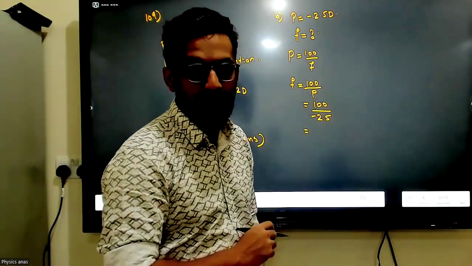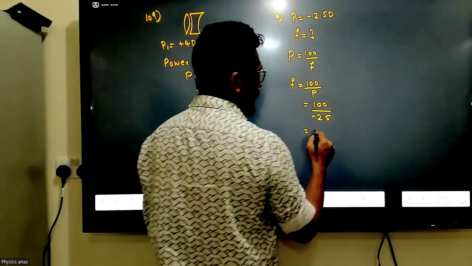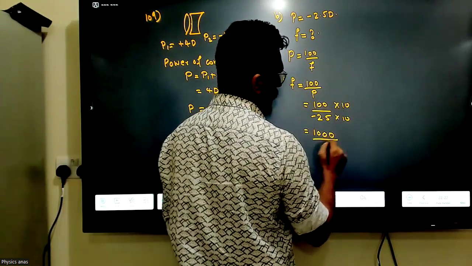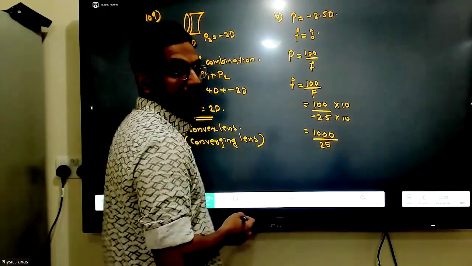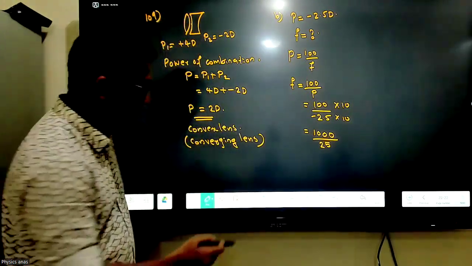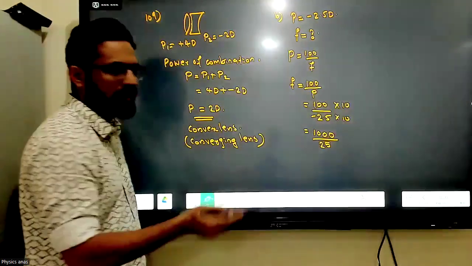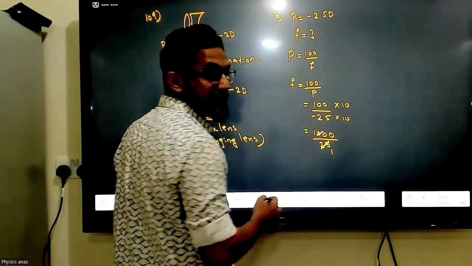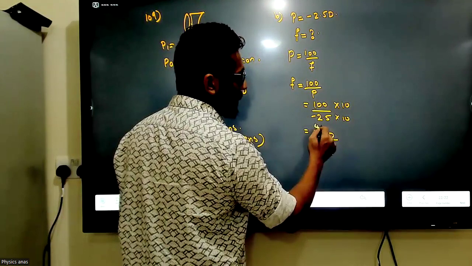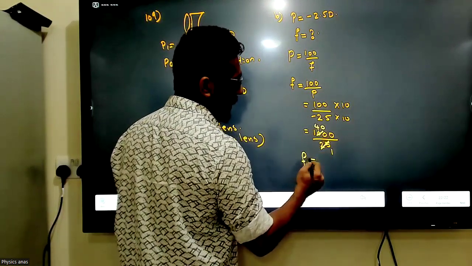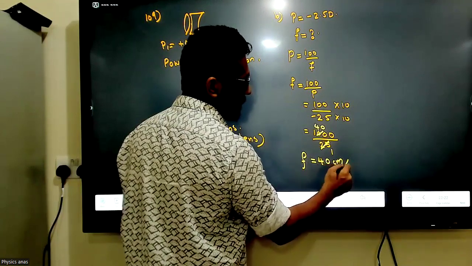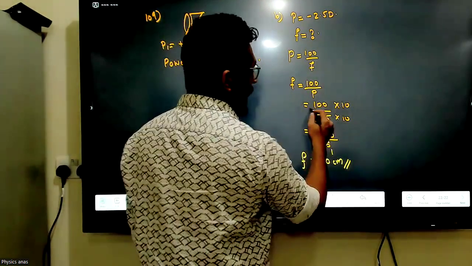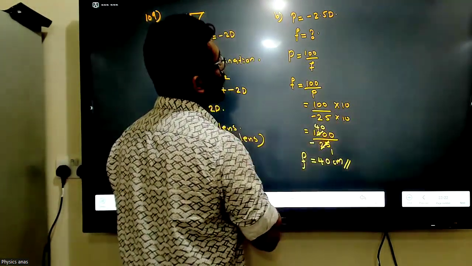How can you do this? 100 divided by minus 2.5. Just multiply that with 10 here and here. So that will be 1000 divided by 25. You don't have to do the calculation, you can cut it. 25 divided by 25 is 1, 100 divided by 25 is 4, so 4 and a 0, so 40. What is the focal length? That will be 40 centimeter. Yeah, there is a minus here.